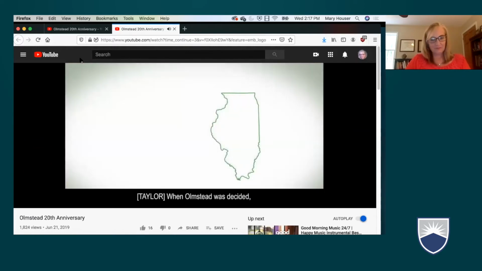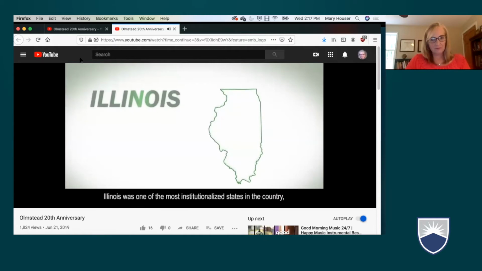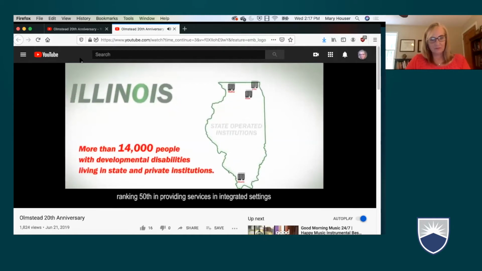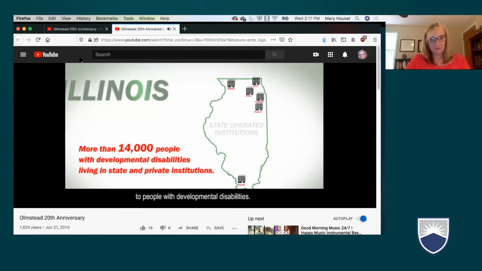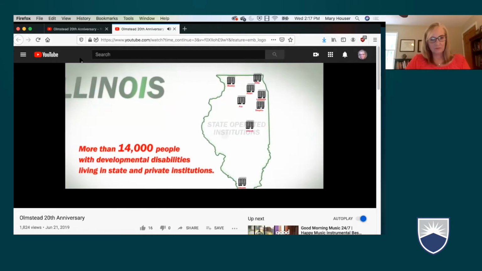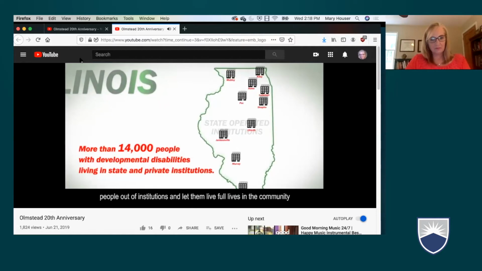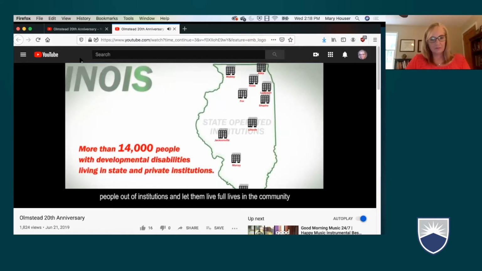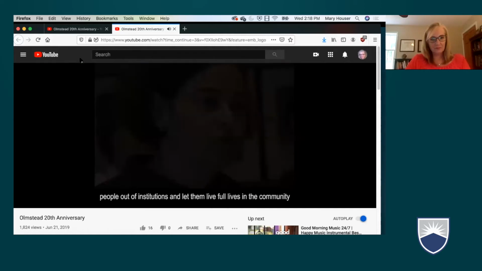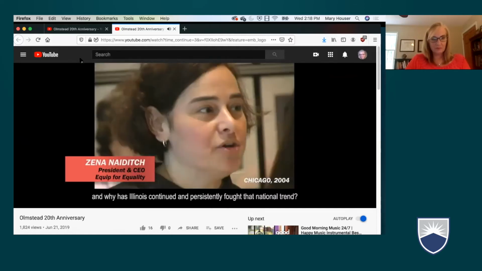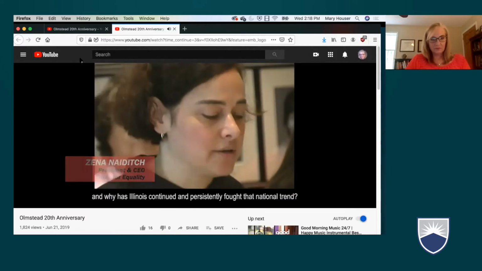When Olmstead was decided, Illinois was one of the most institutionalized states in the country, ranking 50th in providing services in integrated settings to people with developmental disabilities. Why is it that other states have been able to move people out of institutions and let them live full lives in the community, and why has Illinois continued and persistently fought that national trend?